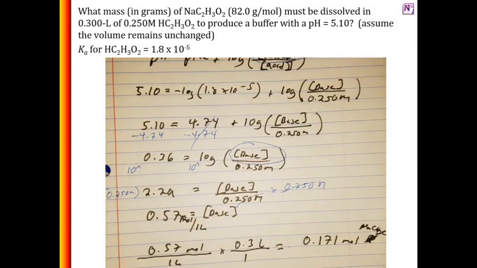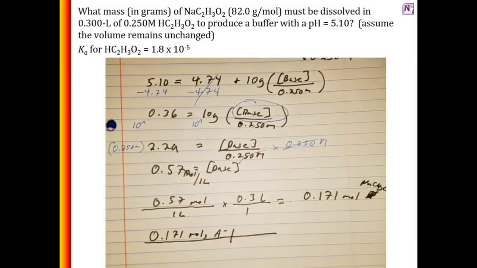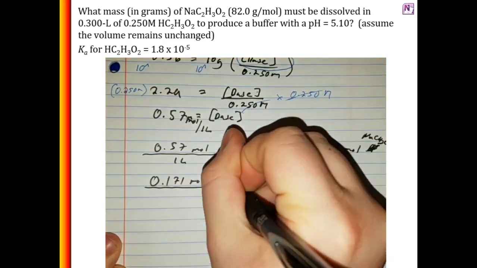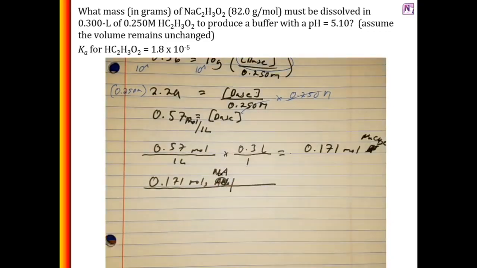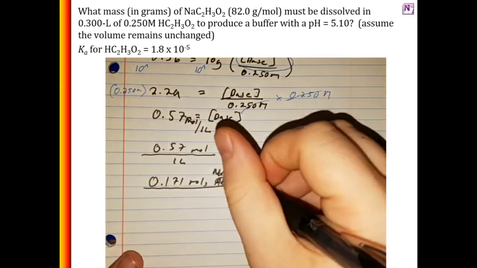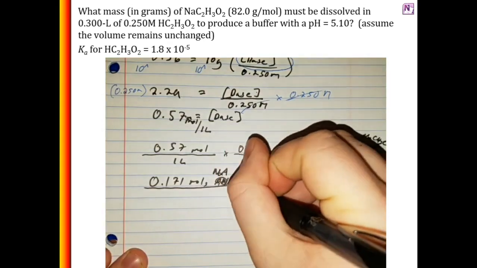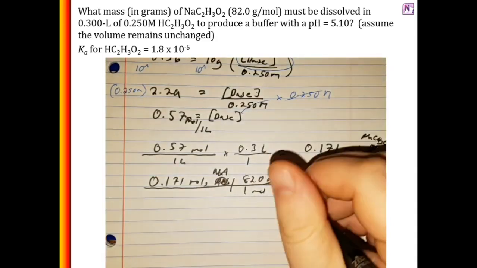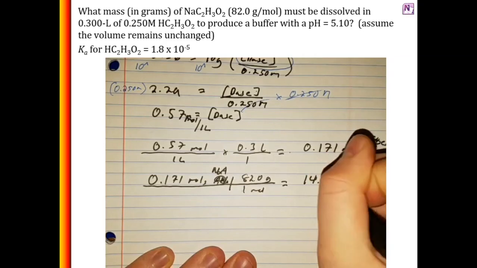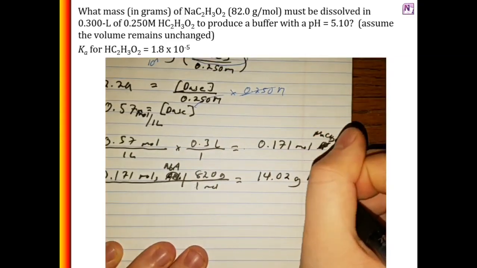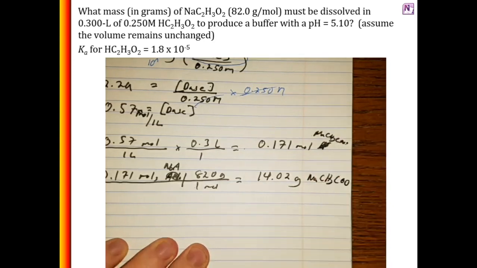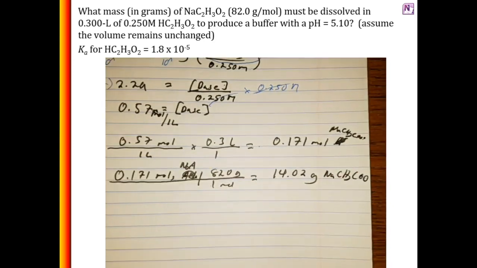Okay, so now I know the number of moles. Sodium acetate, let me relabel everything a little bit. Now I can use my molar mass, so 82.0 grams are in 1 mole. This gives me a total of 14.02 grams of sodium acetate, and that's what the question is asking me for. So that would be my final answer.